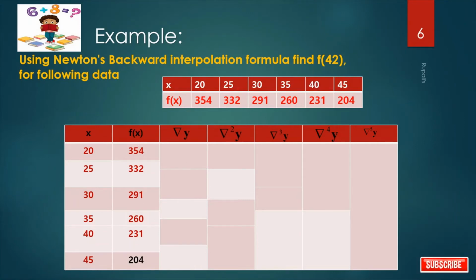Now, I have to make the total table. So, what is this value? It is 204 minus 231. Next, 231 minus 260. Next, 260 minus 291. Next, 291 minus 332. And the next value is 332 minus 354. Now, the next column. It is minus 27 minus 29. In this way, I have to complete the total table.